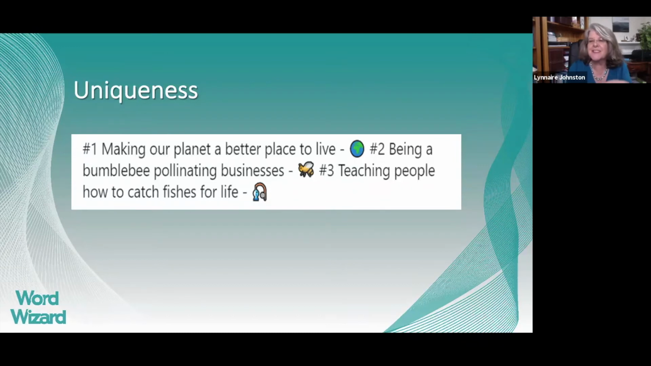I like the uniqueness of that. I like the fact that there are 3 points. I like the fact that there are 3 different emojis on here as well. So to me, that works really nicely. I'm really pleased to see something that's really quite different and that stands out in that kind of a way.